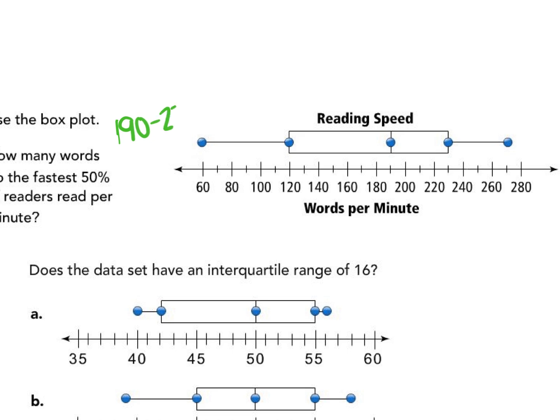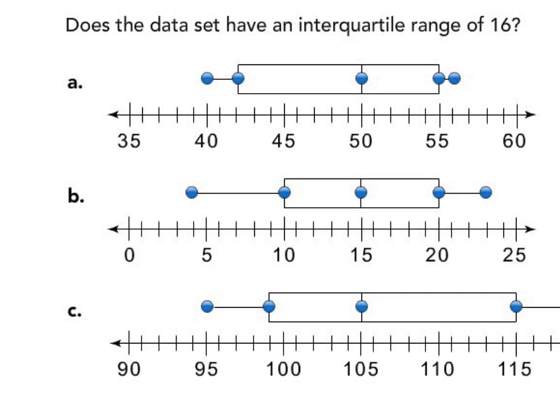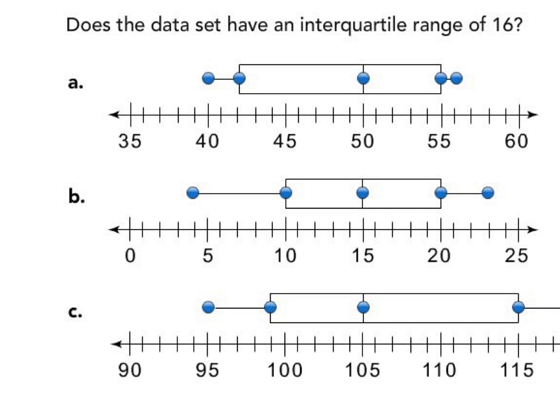Excellent. All right, these are different box and whisker plots now. The question here says, does the data set have an interquartile range of 16? So I'm going to phrase that differently. Which of those box and whisker plots has an interquartile range of 16? So the difference from the upper quartile to the lower quartile. Miriam? B. B, did you say?